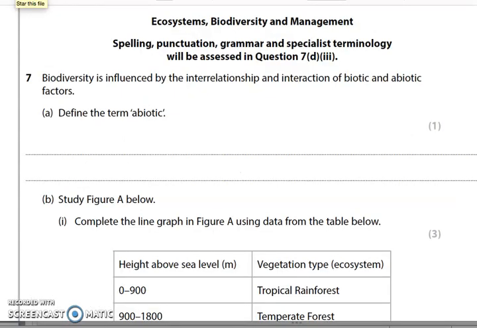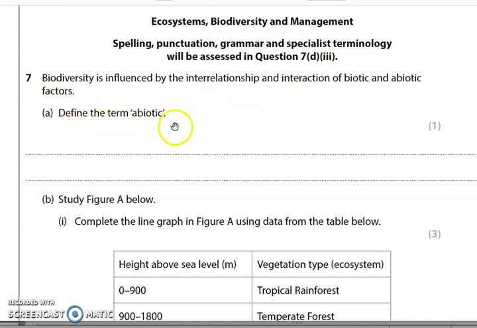So question 7 is the final question in paper 1 and it's based on ecosystems, biodiversity and management. It's very important as always to read all of the information within the booklet, and especially here as there are 4 extra marks available on the assessed question for spelling, punctuation and grammar and the use of specialist terminology, so get your key terms in there. So biodiversity is influenced by the interrelationship and interaction of biotic and abiotic factors.